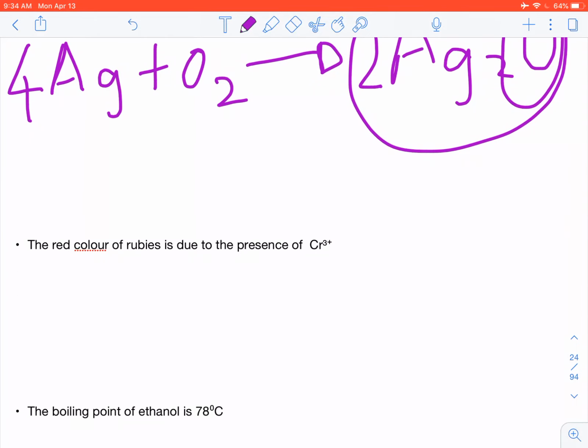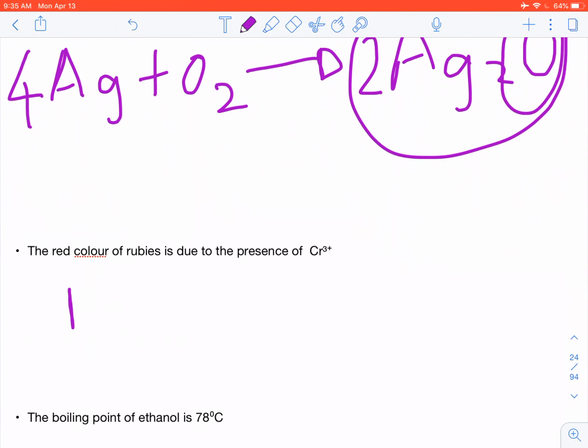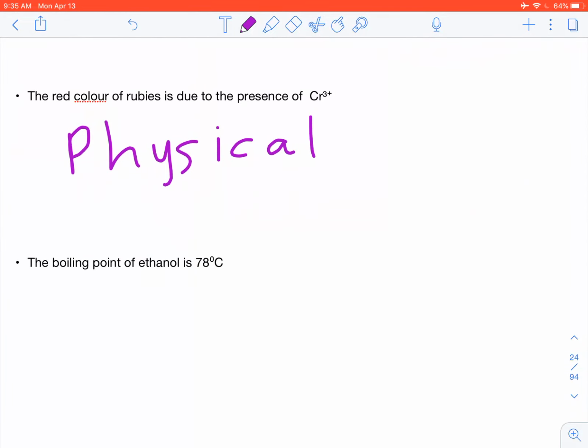The red color of rubies is due to the presence of chromium ion. Yes, we can measure that without changing the substance, and that would be a physical property. The boiling of ethanol is also a physical property.